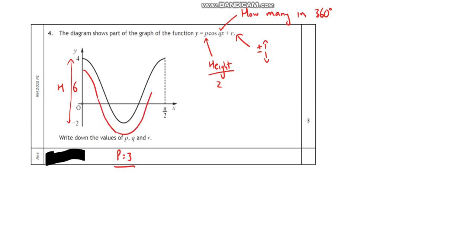But someone has moved it up by 1, haven't they? Plus 1. So R is plus 1, we moved up by 1.